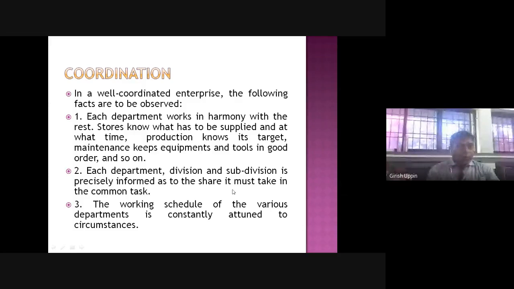Each department, division and subdivision is precisely informed as to the share it must take in the common task. So each department, division and subdivision will be well informed of their share of the common task. They will be completely aware of their portion of the work and what needs to be executed. The working schedule of the various departments is constantly attuned to circumstances. So the schedule will be in tune with the other departments.